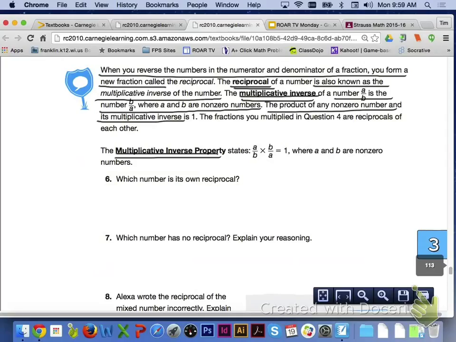So take a look at this new property that we are introduced to, the multiplicative inverse property. This is going to state that a over b times b over a is going to be equal to 1, where a and b are non-zero numbers.